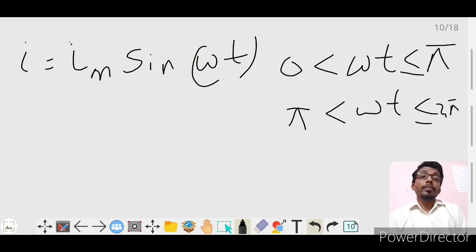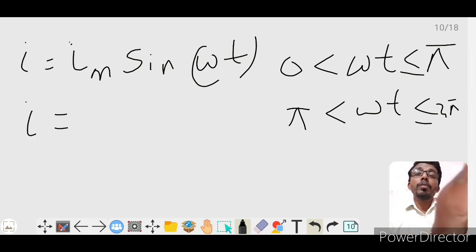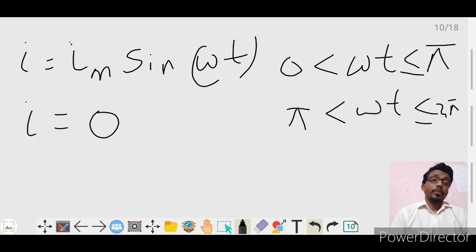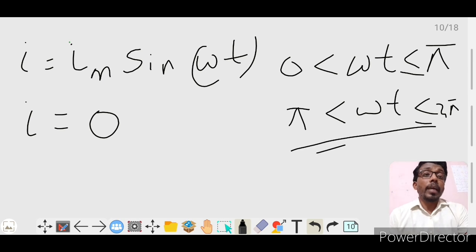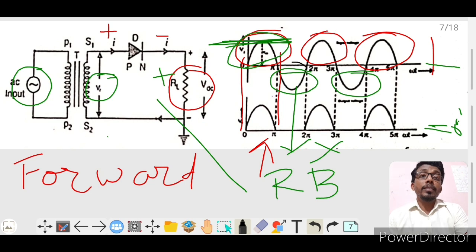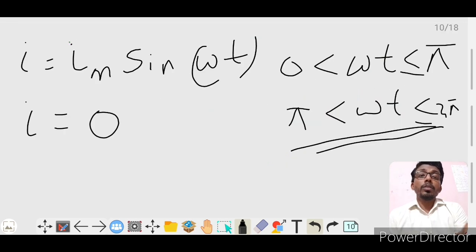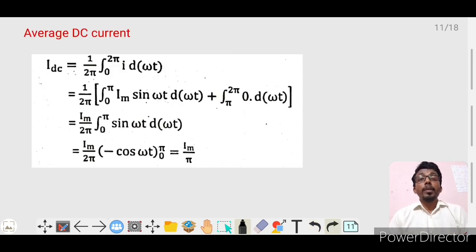For this situation, my I will be equal to 0, because during this cycle the diode doesn't conduct, as we have seen over here. During the second cycle our diode doesn't conduct. So this will be the situation for pi less than or equal to omega t less than or equal to 2 pi. Now we are going to find the average DC current. Why average DC current and why not simply DC current?